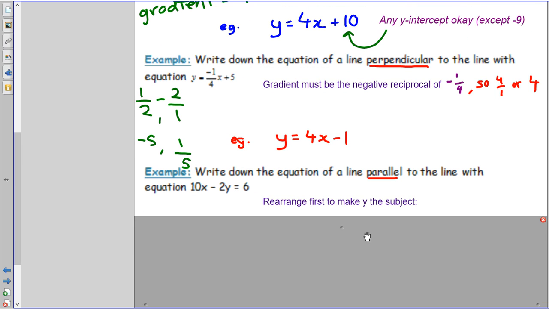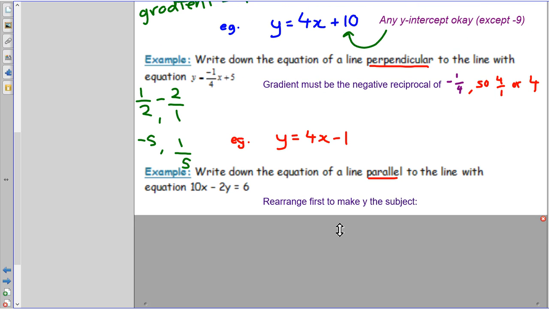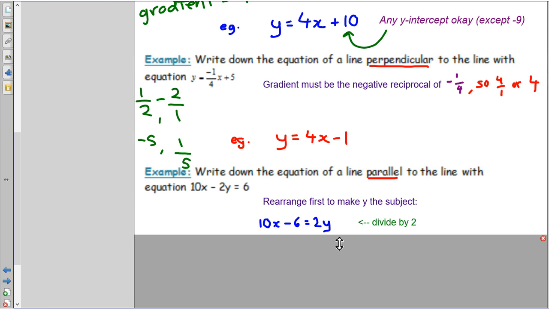Write down the equation of a line parallel to the line with equation 10x minus 2y equals 6. So first of all, to work out what the gradient is, you've got to rearrange to make it y equals. So try to think to rearrange to make it y equals. There's different ways you can do it. How did I start? What I chose to do is I chose to just swap these two over. So I added 2y over here, and I subtracted 6 over here.